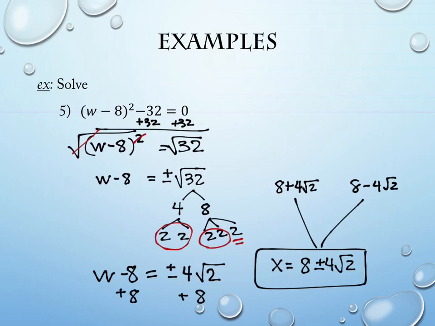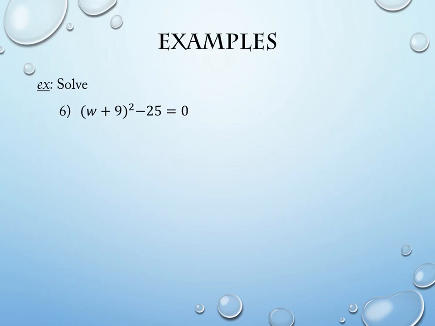Okay? We're going to do a very similar problem for number 6. You ready? W plus 9 squared minus 25 equals 0. What do we do first? Add 25 to both sides. Yes, we do. So on the left, I have W plus 9 squared. What do I have on the right? 25.